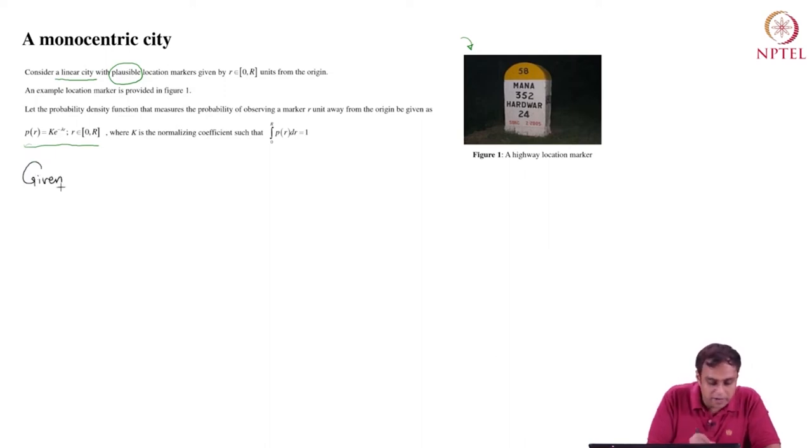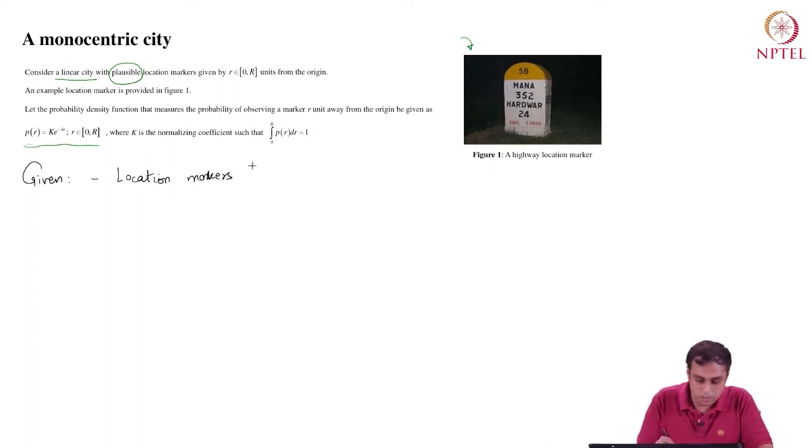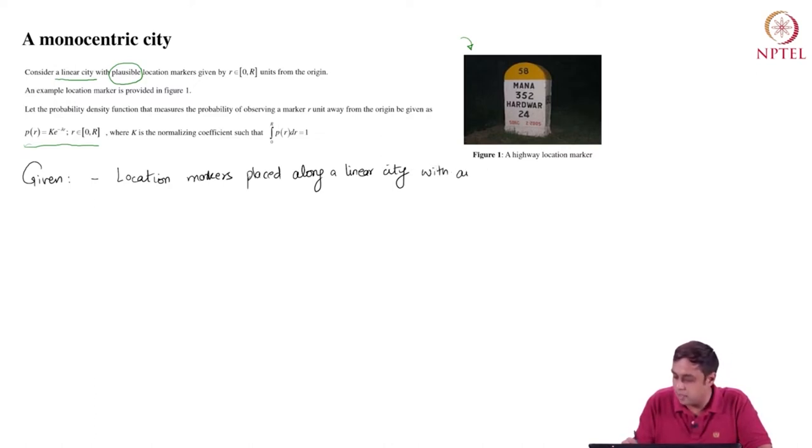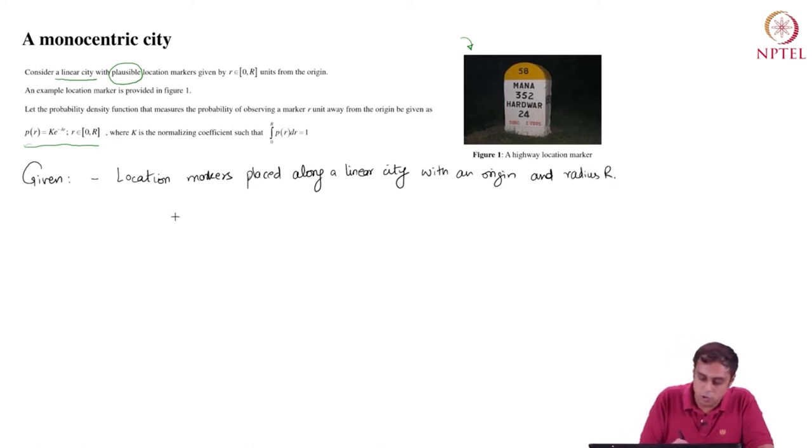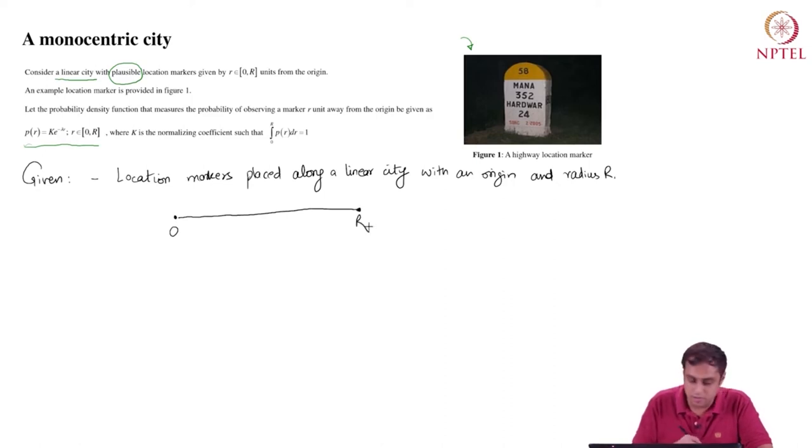solving this problem. So, we are given location markers placed along a linear city, and the city has an origin and a length or a radius R. My city starts at the origin, it is a linear city, so it goes out till the radius or length R. So I am talking about a spatial domain D, right?